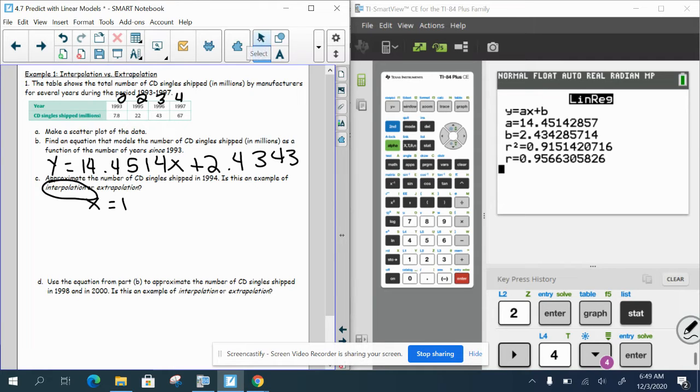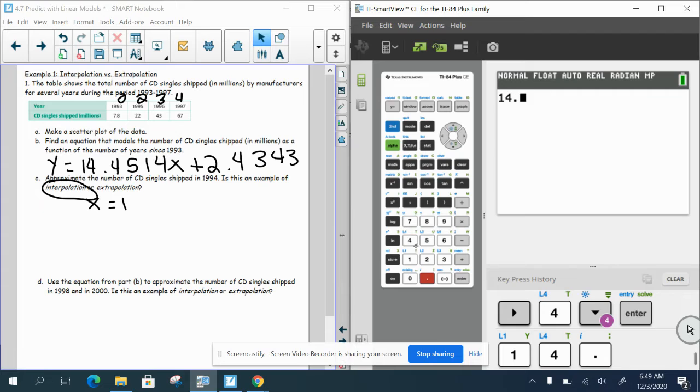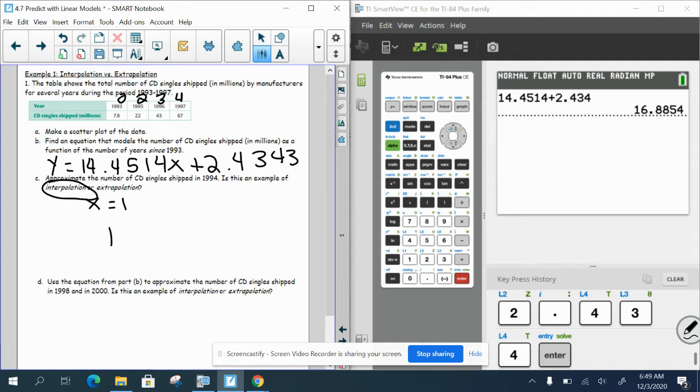So if you take your calculator and just plug in 1, so 14.4514 times 1 is just the same number. So I'm just going to do plus 2.4343, and we get 16.8854. The units would be million CDs shipped.